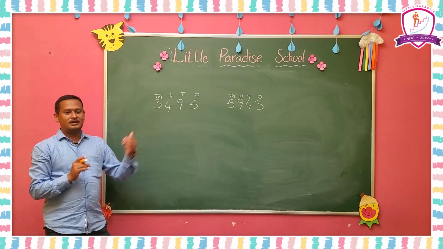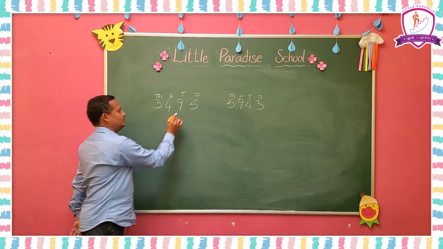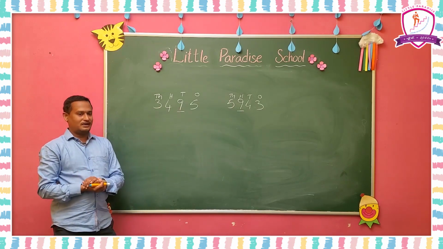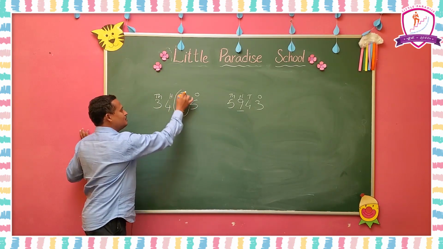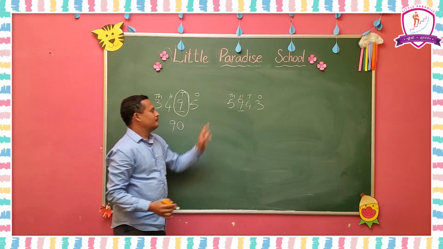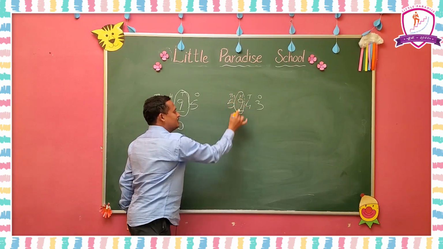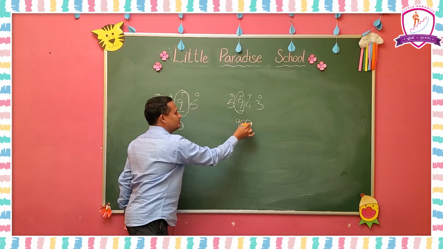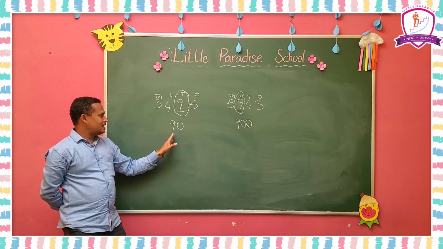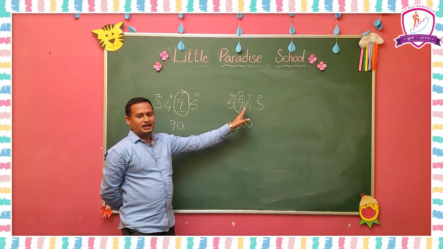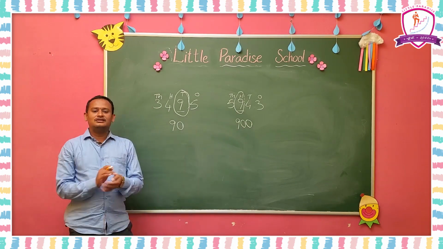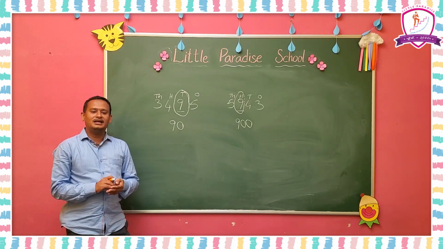Here I am going to compare the 9. Here 9 is there, here also 9 is there. I am going to compare these 9's place values. In this number the place value of 9 is 90. In this number the place value of 9 is 900. When it is in the tens place, that's why it is 90 here. Here it will become 900. This chart is very helpful for comparing and building numbers.